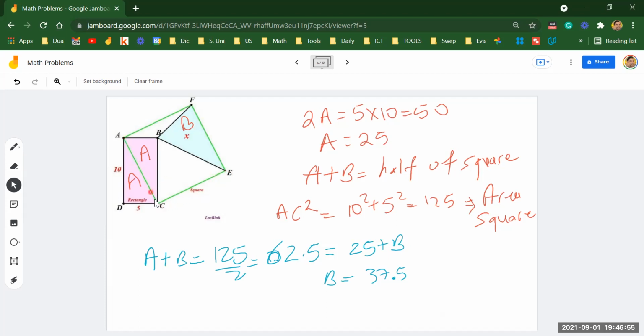So we can say that it is AC squared. We can easily calculate AC squared, 10 squared plus 5 squared. So AC squared is 125, which is the area of the square at the same time. So the area of the square is 125. Half the area of the square is half of 125, which is 62.5. So A plus B is 62.5. And we know that A is 25 already. So B comes 37.5.